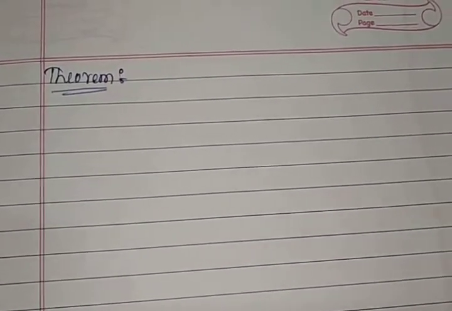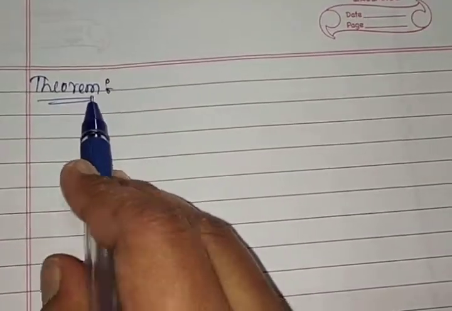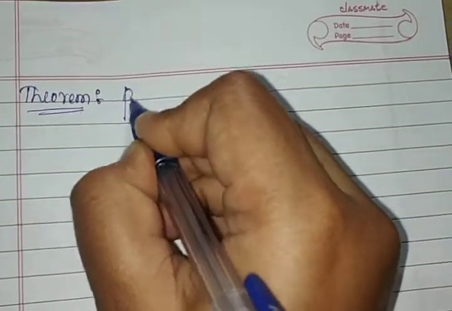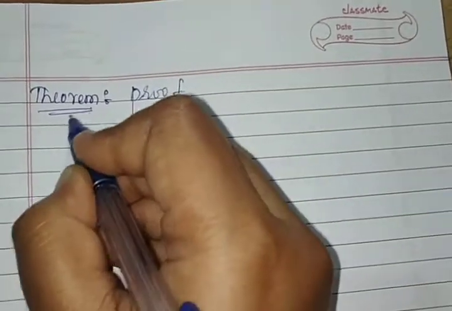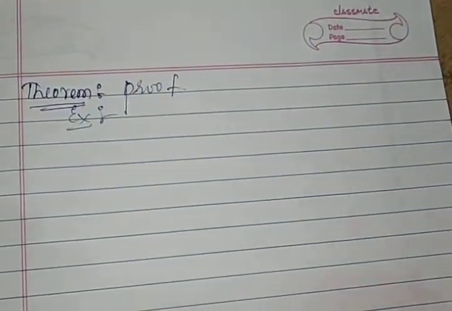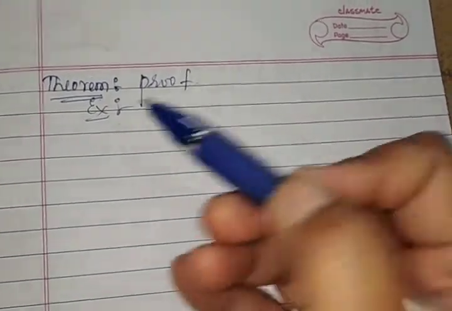What is a theorem now? A theorem is a statement which needs a proof. For example, in geometry we have used that the sum of all the angles of a triangle is equal to 180 degrees. In the same way, any statement which needs a proof is called a theorem.